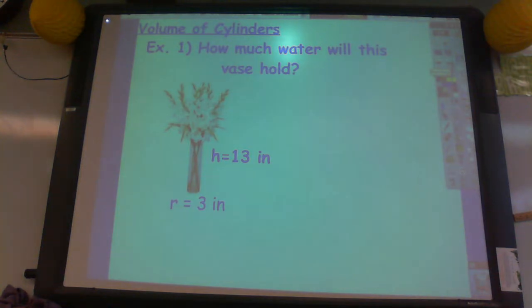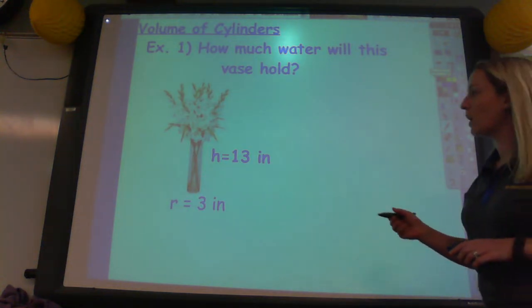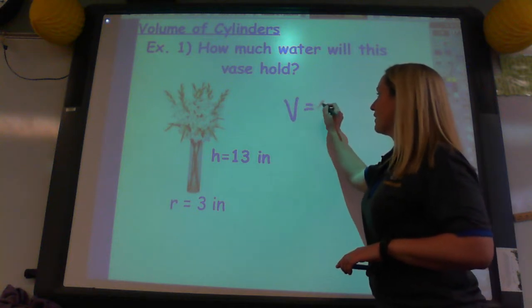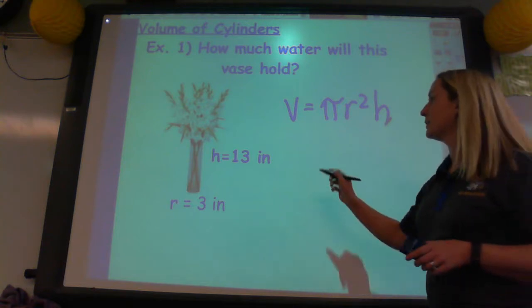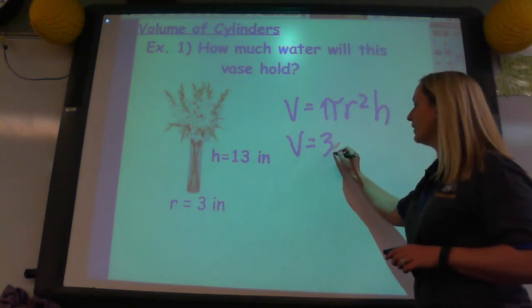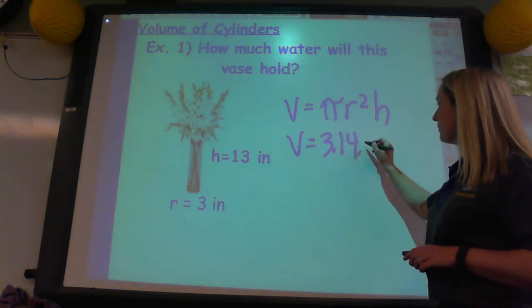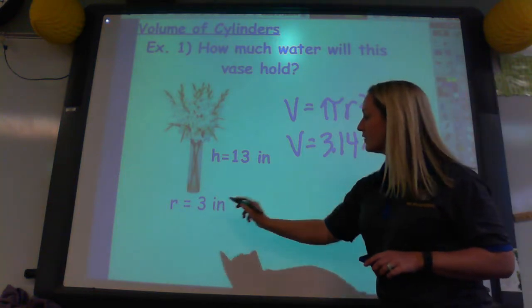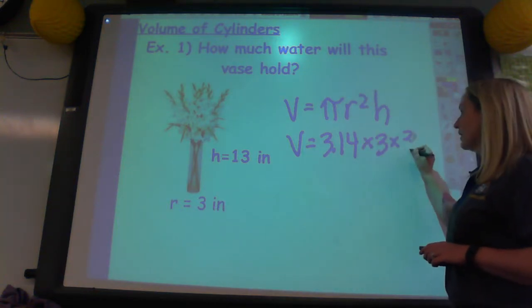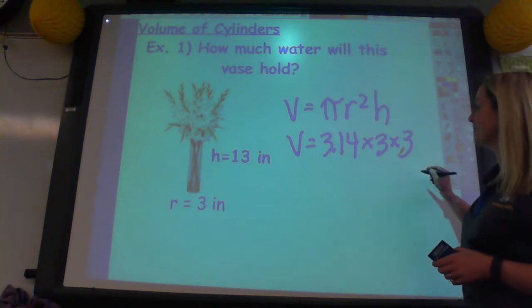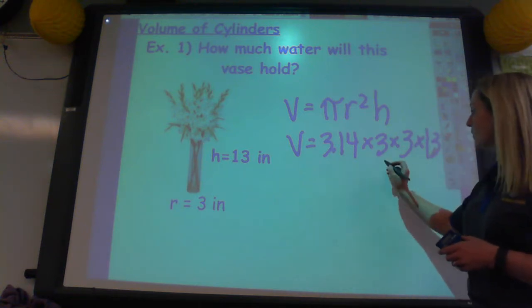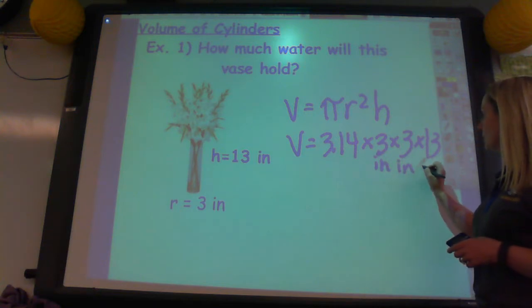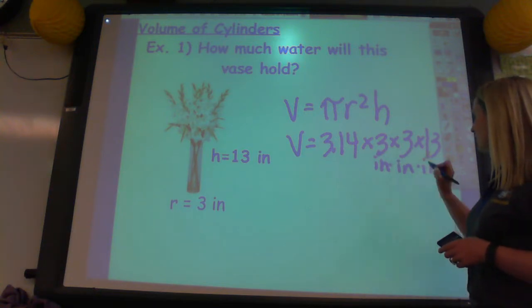All right, so our first example is how much water will this vase hold? So we're filling up the vase with water. Always start by writing that formula, pi r squared h, and then we can substitute right in place of pi. We'll put its decimal form, and our radius is 3. I like to write it twice so I remember to square it, and then times the height, 13 inches.